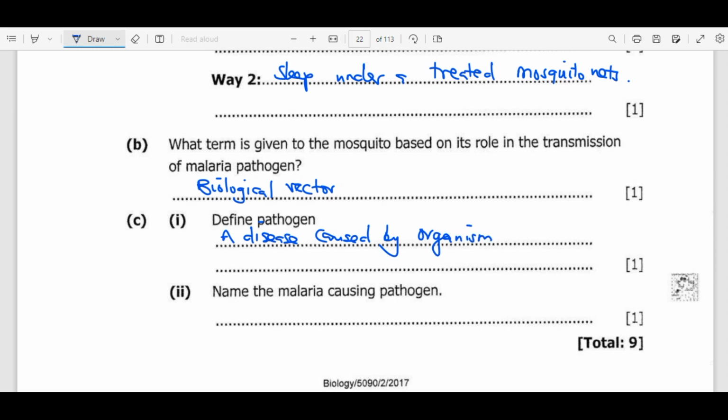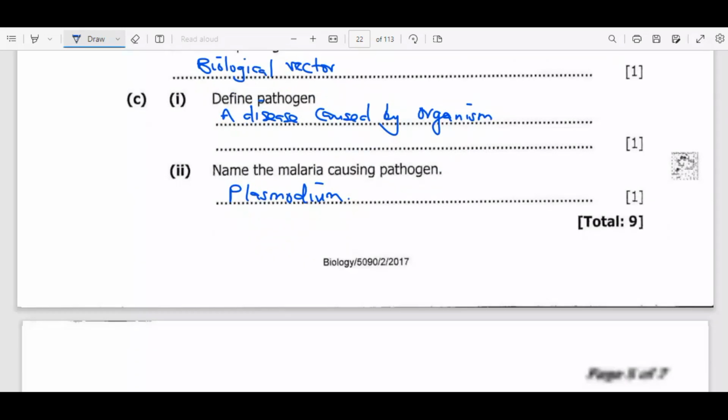Okay, name the malaria causing pathogen. The malaria causing pathogen is called Plasmodium. So this is a female mosquito, carrying Plasmodium. It is very dangerous, and it can cause malaria.